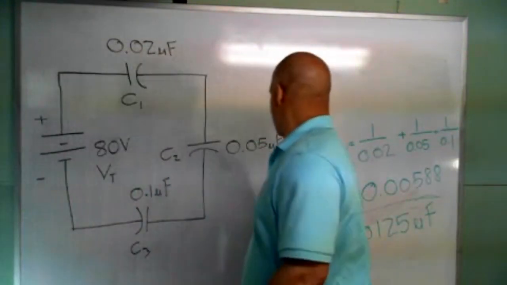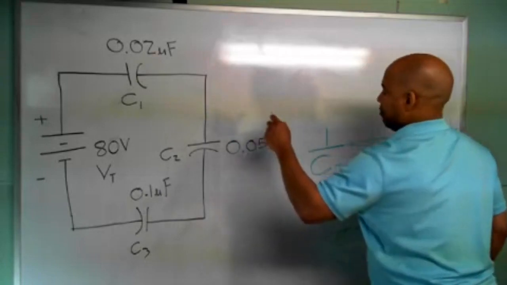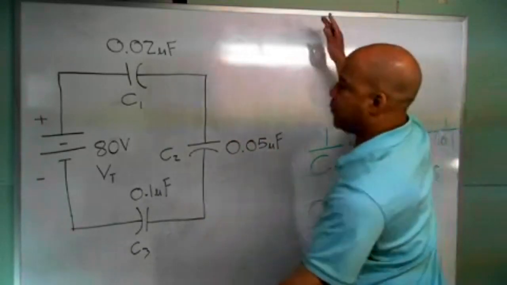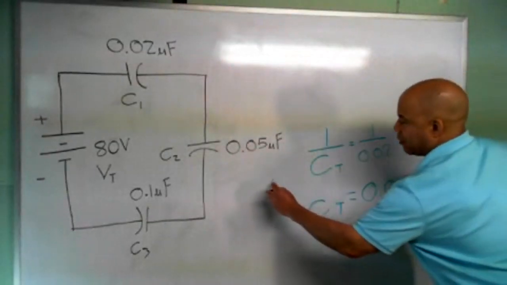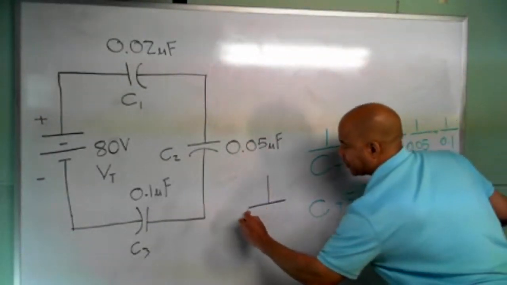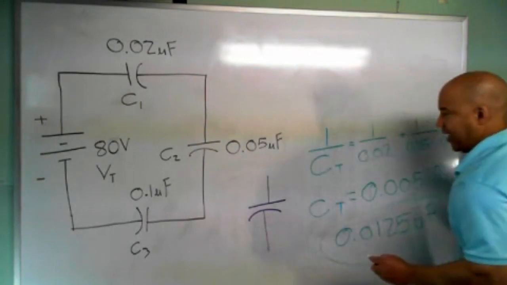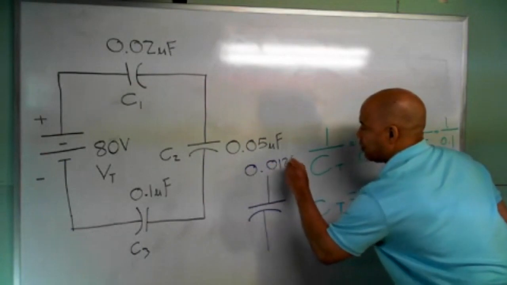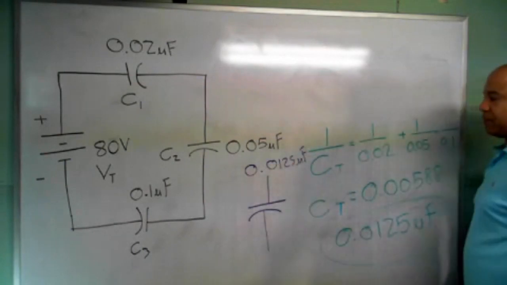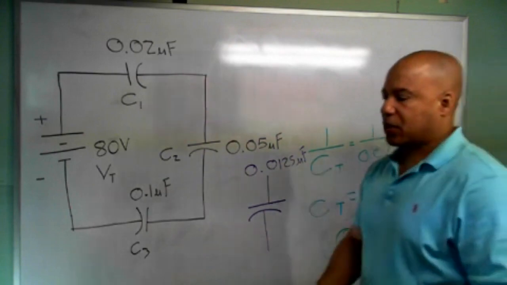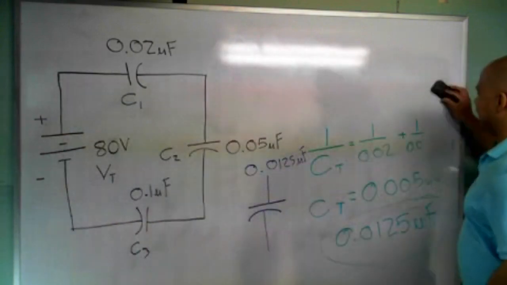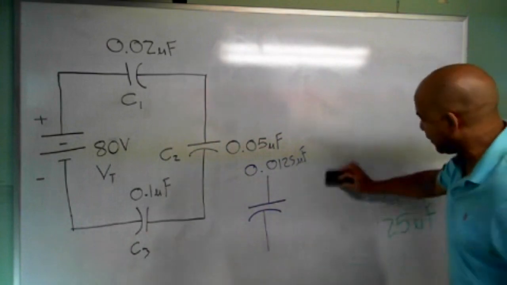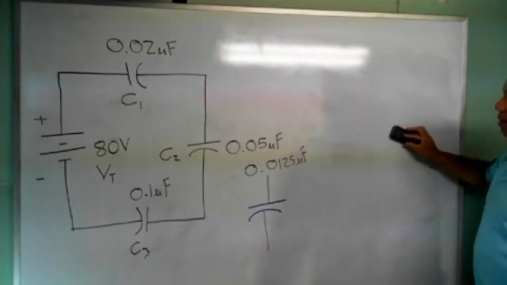Yeah. Okay. So my total capacitance, now the way to think about it is, if you put all these together into one, what you have is one big giant capacitor, and this capacitance would be 0.0125 microfarads. So now, once I get that, that will be equivalent to finding the total resistance if I have resistors instead of capacitors. Well, what would you do next?